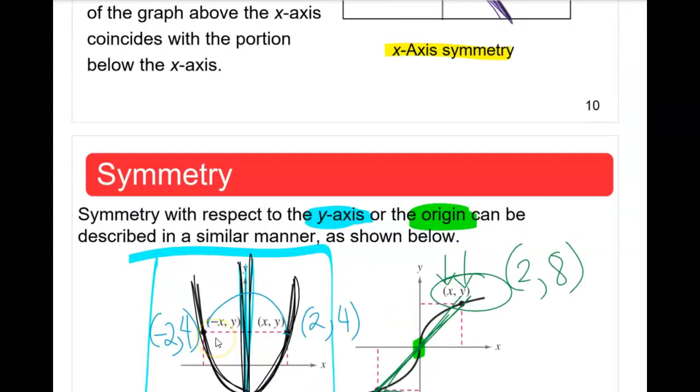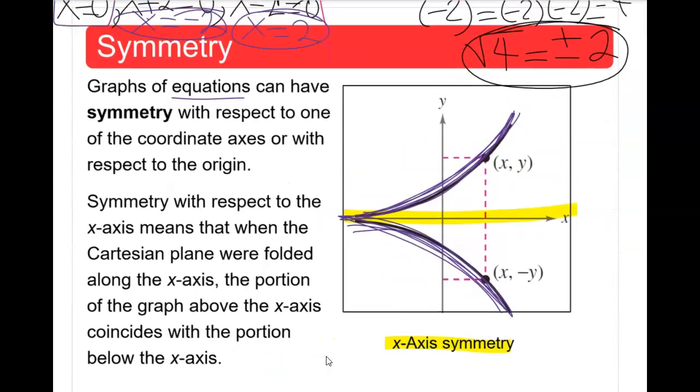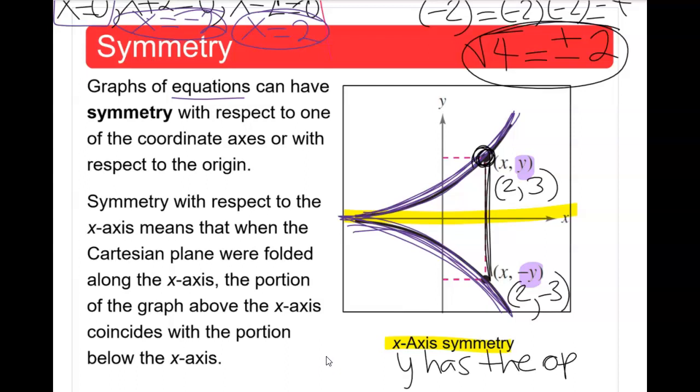And let's go back up to the one with the x-axis symmetry. For that one, you could see how the coordinate that will change is the y-coordinate. So I'm going to give you an example of a point. Let's say 2, 3. Then the point that is reflected from there across the x-axis is going to be 2, -3. So here the x remains the same, but the y changes. So for x-axis symmetry, y has the opposite sign. When we say opposite, we refer from positive to negative, or from negative to positive.